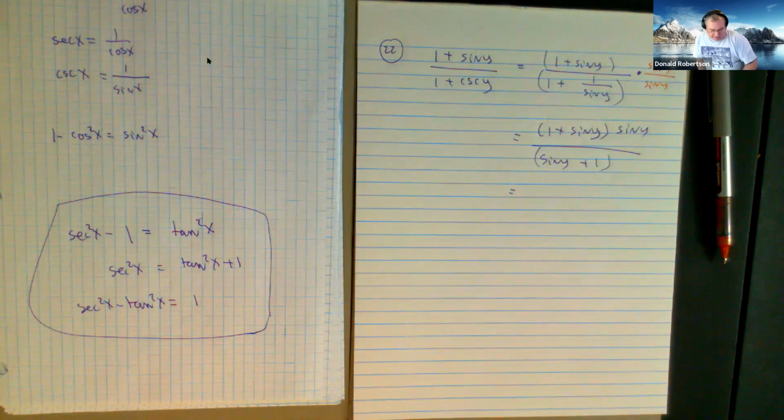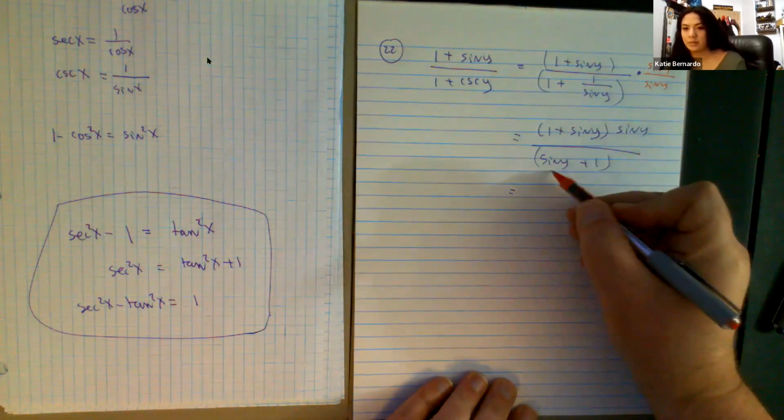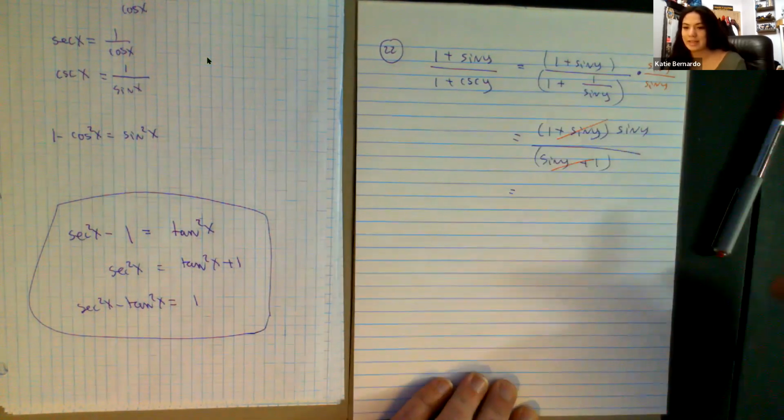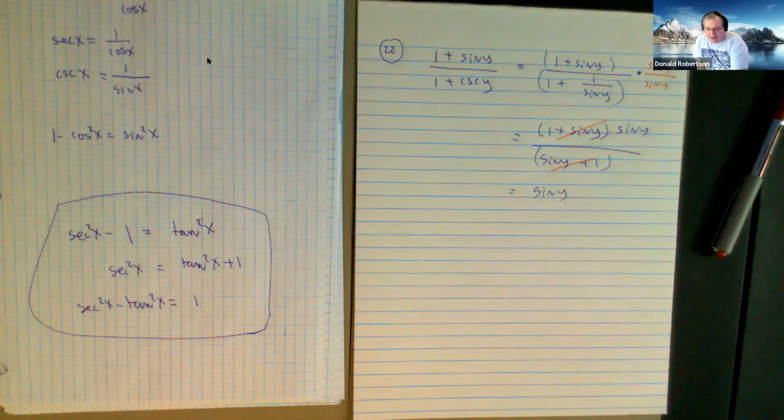Can you see anything nice that's going on in this question? The top 1 plus sine y plus 1 are the same thing, so they cancel out. And would you agree that if you get to sine y, you're probably as simple as life is ever going to get, right? So you know you're finished.